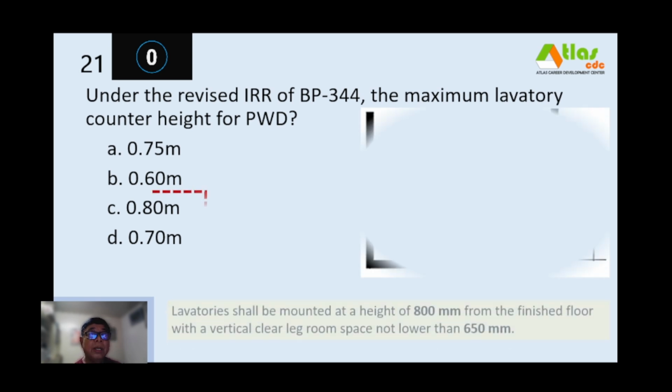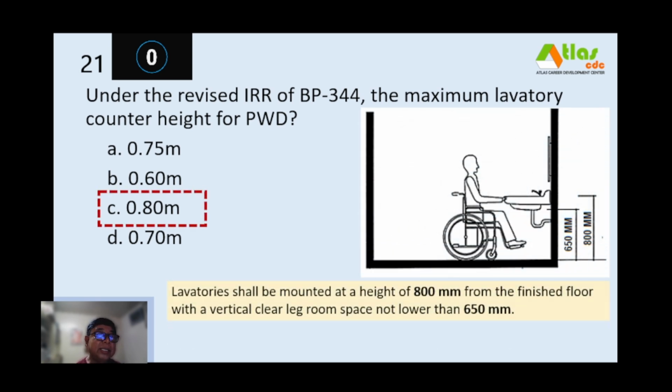And our correct answer is letter C, 0.80 meters. So lavatory shall be mounted at a height of 800 mm from the finished floor with a vertical clear legroom space not lower than 650 mm. Para dito sa paa ng naka-wheelchair, no? Merong leg space.